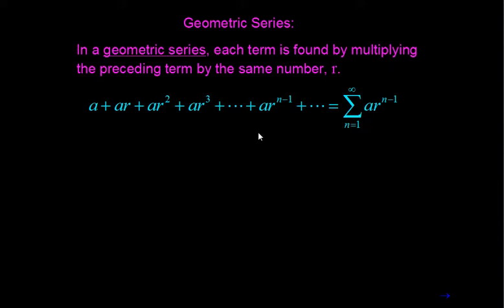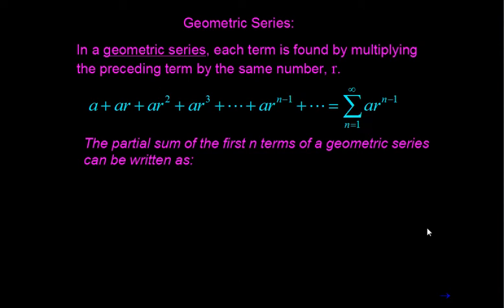This can be written as the infinite sum from n equals 1 to infinity of a times r to the n minus 1. Note again, since you're starting with a times r to the 0 but you're starting off with n equals 1, that's to the n minus 1 power. Be careful to pay attention to that. So the partial sum of the first n terms of a geometric series can be written as s sub n is equal to a plus ar plus ar squared plus dot dot dot plus ar to the n minus 1. Remember, a times r to the n minus 1 is the last term.